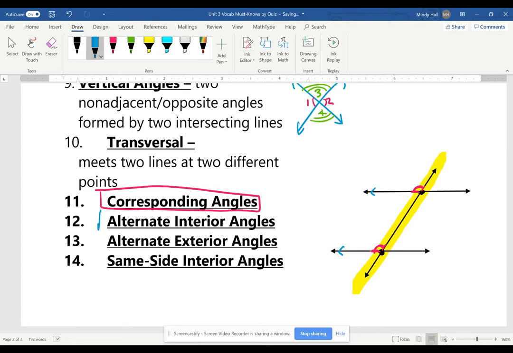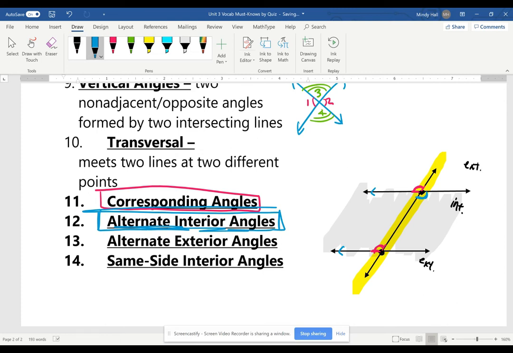So then if I have alternate interior angles, we're going to do that with the blue. Alternate interior angles have to be on opposite sides because it's alternate. So if I were to just come over here, if it's interior, it has to be somewhere between these lines. So make sure you can recognize when you're in the interior or the exterior of your transversal with parallel lines, because it makes it much easier to name the angles afterwards.